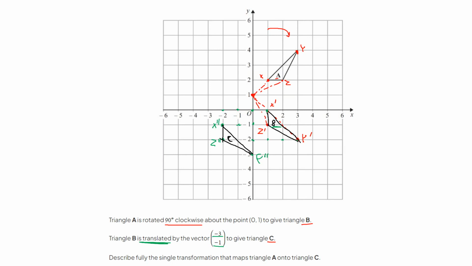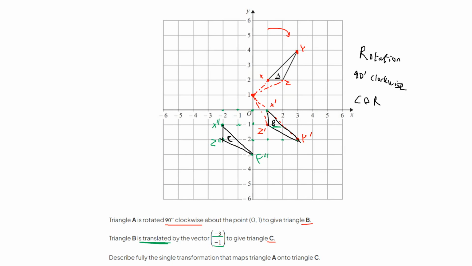So what is one transformation we can make to go from triangle A to triangle C? Well, it's going to be a rotation, so let's just write that down. It's going to be 90 degrees and still clockwise, because the direction doesn't change really. But the only thing that changes is the center of rotation, which we can work out by drawing some perpendicular lines.